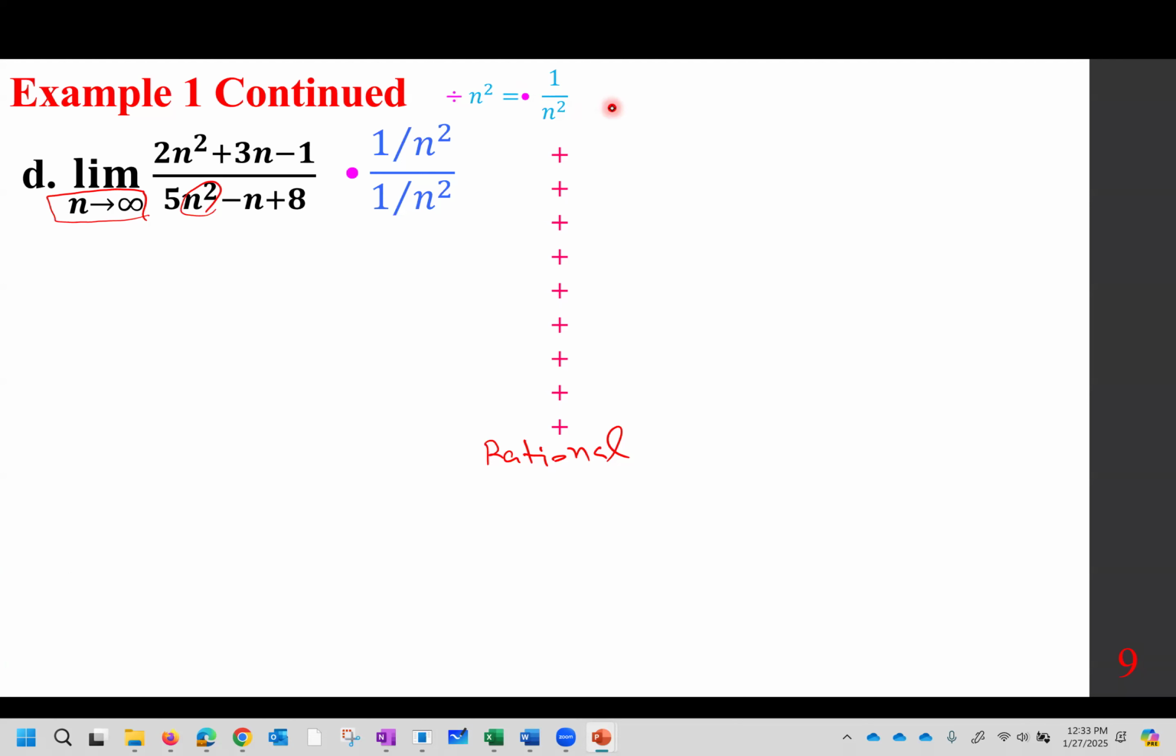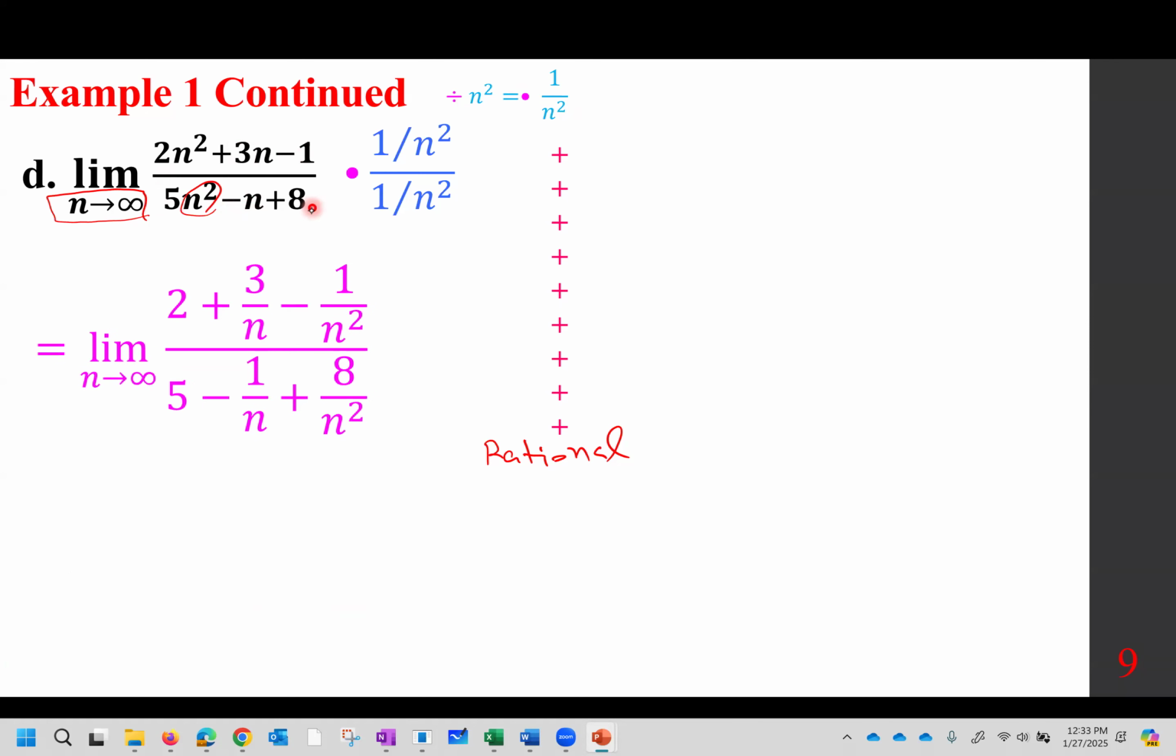Everybody, division by n squared is the same as multiplication by 1 over n squared. So if I'm dividing by n squared, this becomes 2, this becomes 5. This becomes 3 over n minus 1 over n minus 1 over n squared plus 8 over n squared. As you can see, each one of these goes to 0, everybody. When you take the limit, the final answer is 2 over 5. So when you're dealing with a rational function, that is the technique.